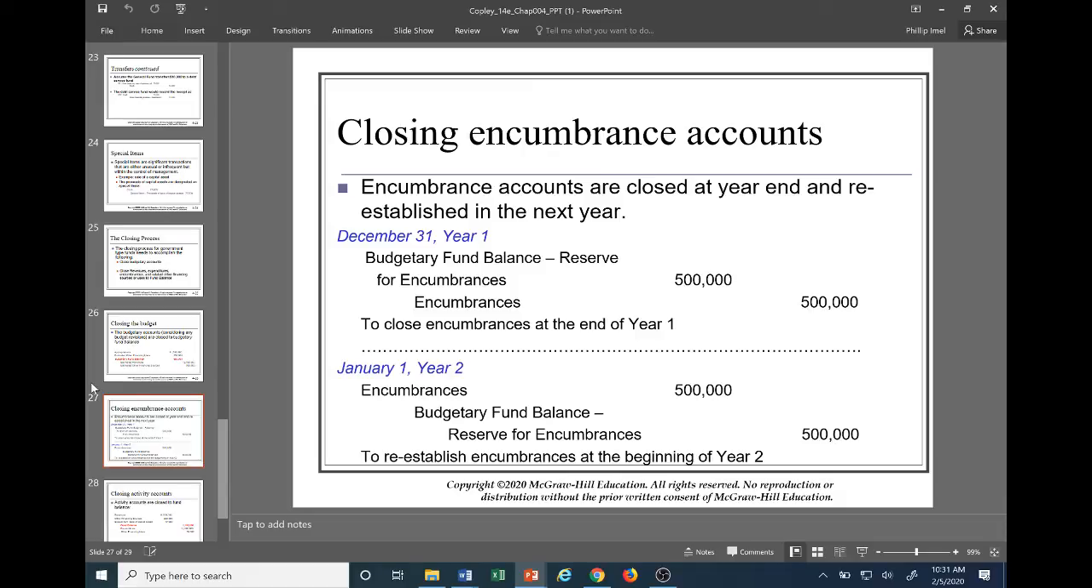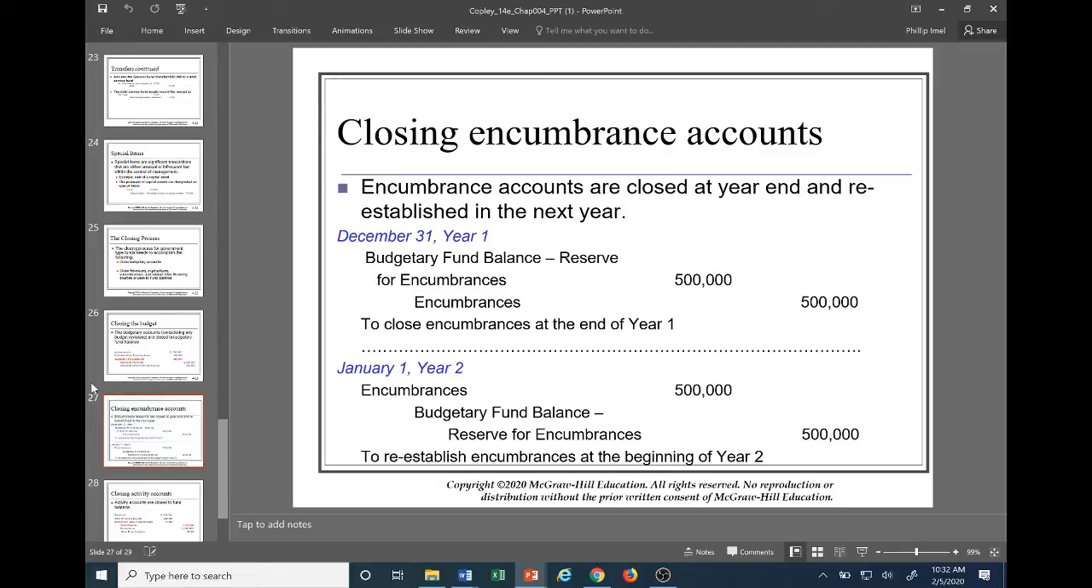Just the exact same entry as when you receive the goods or services. It's pretty simple, right? So whatever's encumbered, we unencumber at year end. In this case, it was $500,000. So January 1, year 2, now it's the very next day. What are we going to do? We're going to re-encumber them.